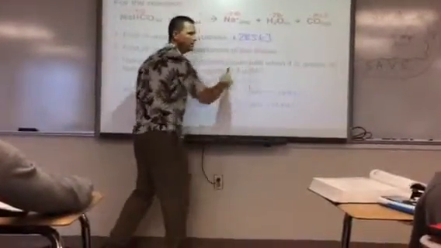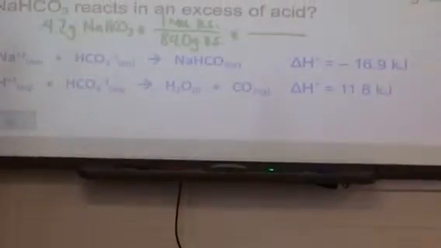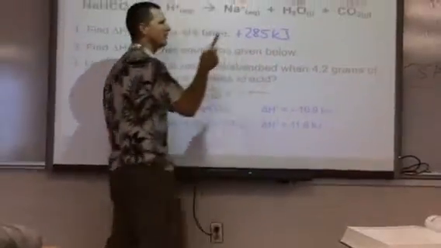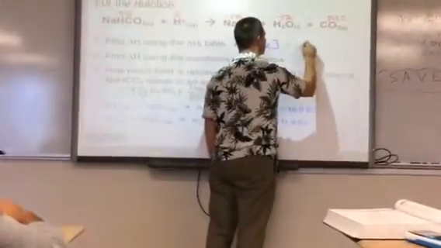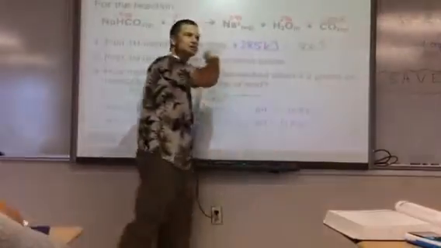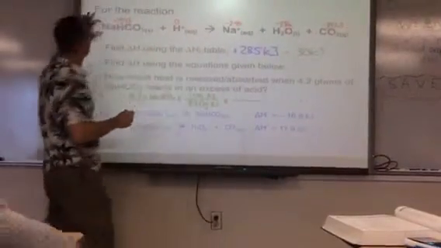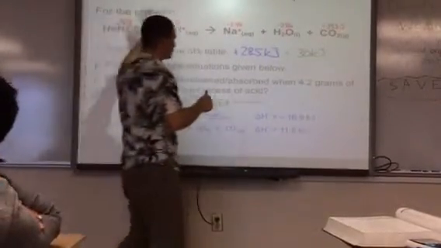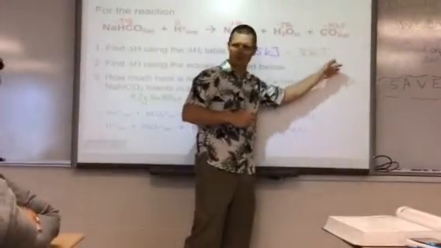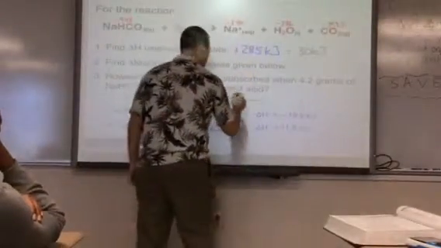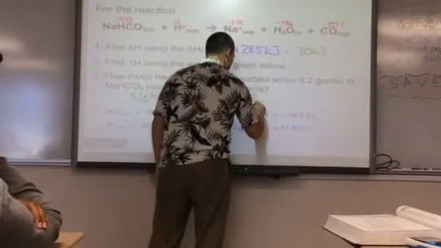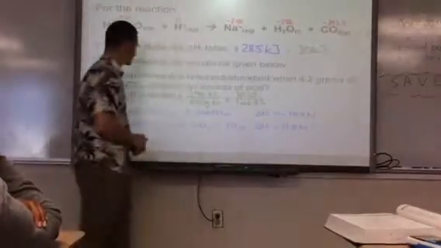What is the relationship between moles of this and heat? We'll call this 30 kilojoules for every 1 mole. Whatever the coefficient in front of this thing is, in this case it's a 1, however many of those coefficients equals that amount of energy. So it's going to be 30 kilojoules over 1 mole. That's it.